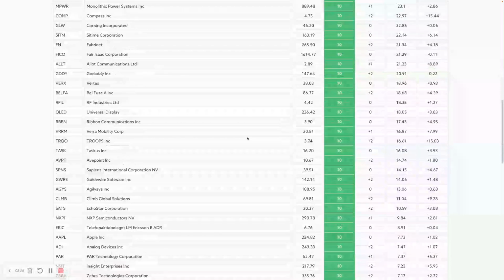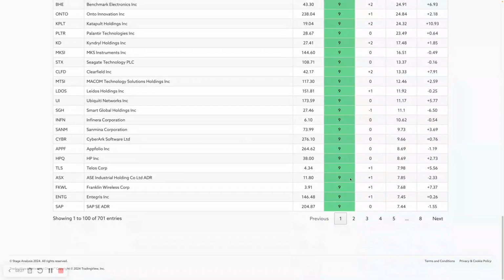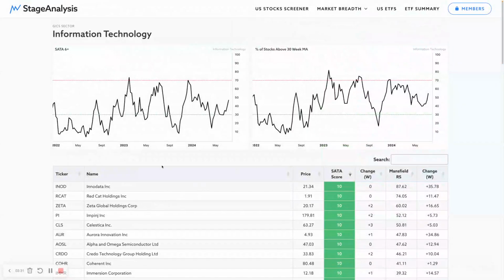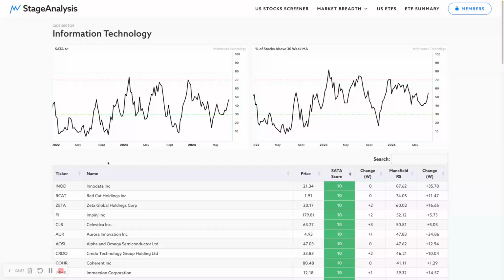We've got obviously all of the stocks in the sector and their SATA scores through here, so you can click through and see all the individual stocks. So we'll add a link here so you can take it back to the screener page itself.